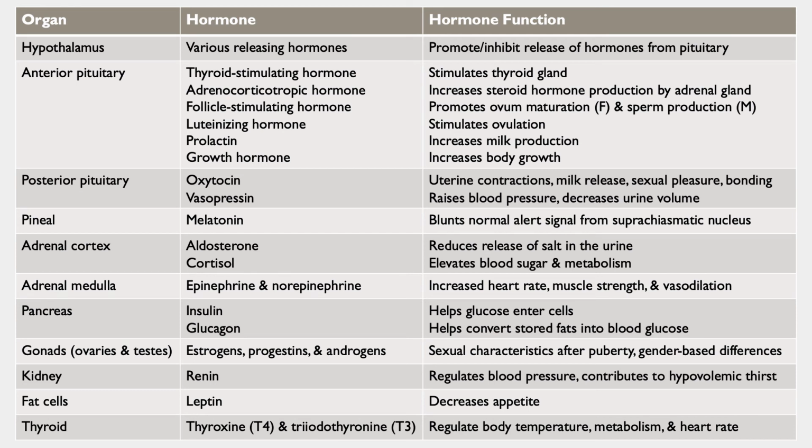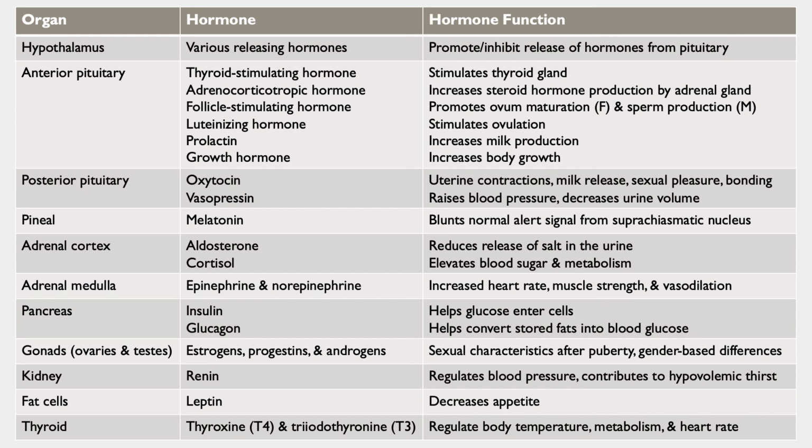adult. The posterior pituitary gland releases 2 important hormones, oxytocin and vasopressin. Oxytocin is involved in uterine contractions, milk release, sexual pleasure, and bonding. Vasopressin raises blood pressure and decreases urine volume.